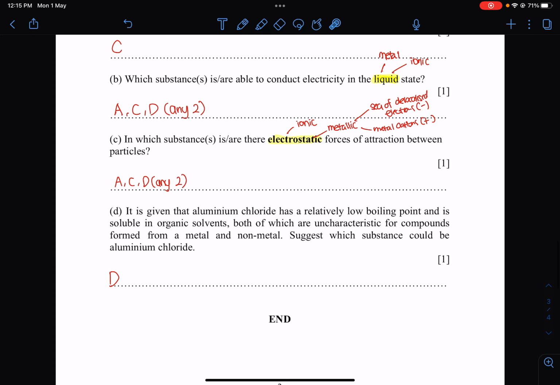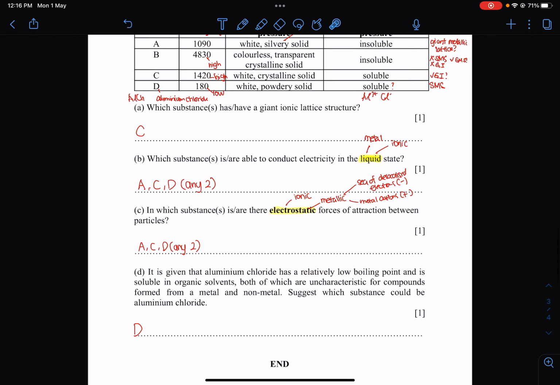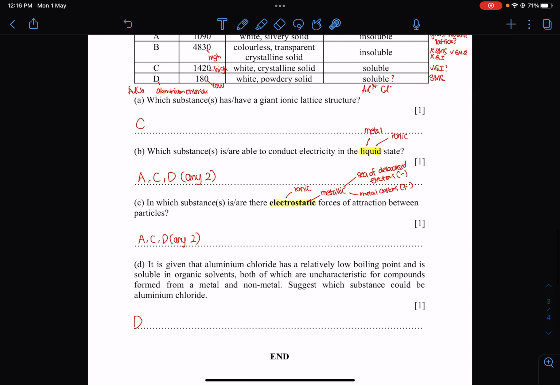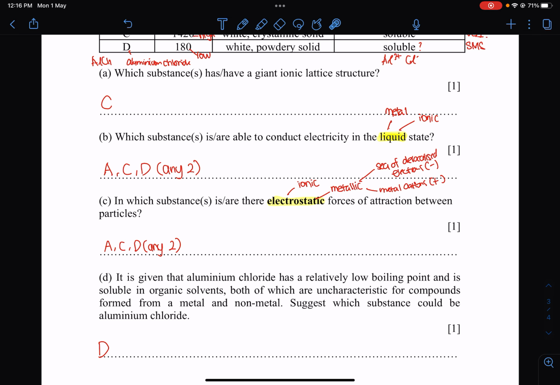Last but not least, question D. This is the type of question where they will provide you with a lot of information if they want you to provide an answer that is not from what you have learned in the syllabus. They tell you that aluminium chloride has a low boiling point. Please highlight this, a lot of you seem to overlook this point. And they tell you it's soluble in organic solvent, both of which are uncharacteristic for compounds formed from metal and non-metal.